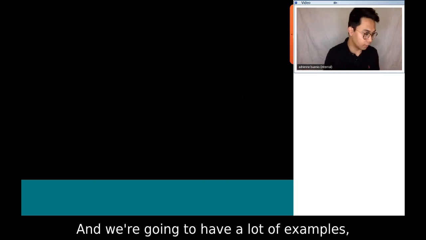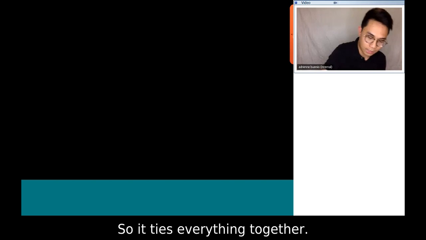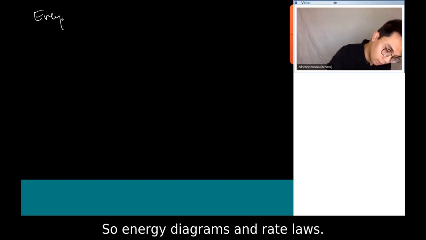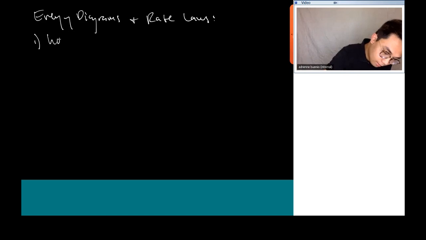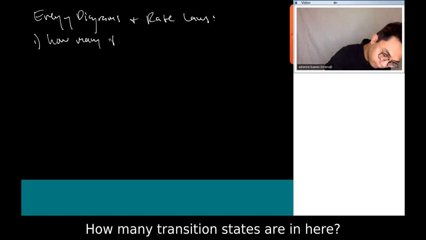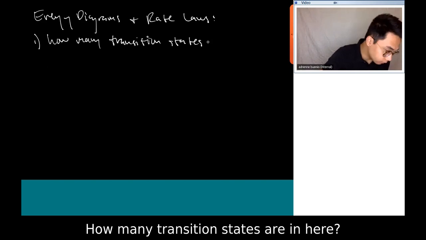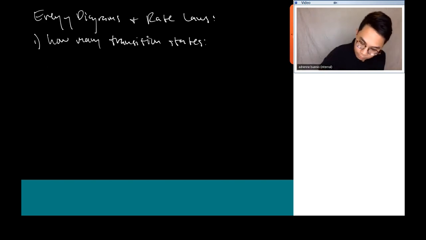We're going to have a lot of examples because this is the funnest, or this kind of combines everything. It ties everything together. So, energy diagrams and rate laws. Okay, so let's see. How many transition states are in here?